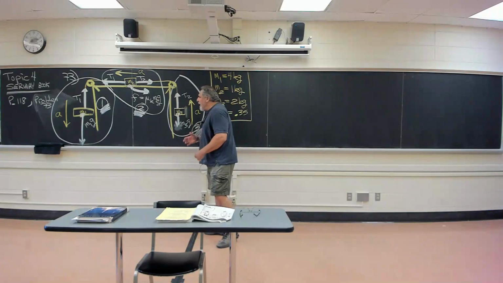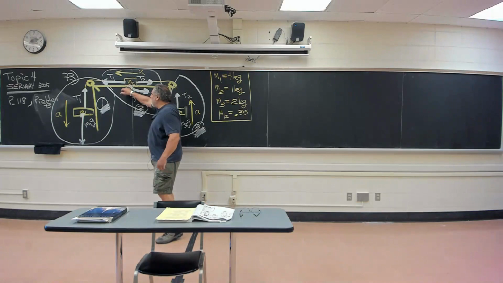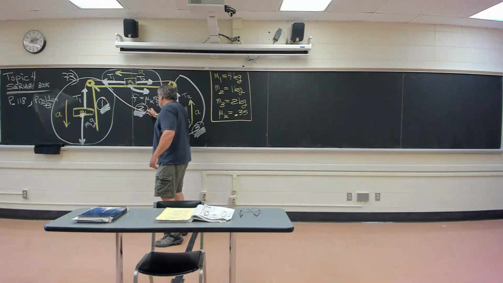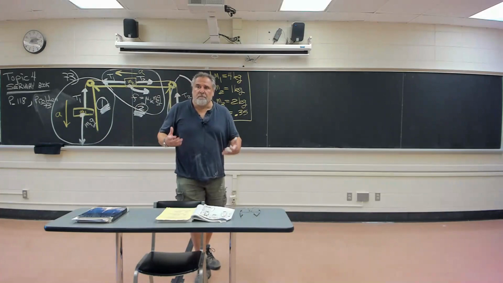It's only present on the tabletop, and the amount of frictional force that's present is F equals mu sub k m2g. Mu sub k times the normal force. Because everything's horizontal here, as far as the tabletop is concerned, the normal force will be m2g. Mu sub k times m2g is the force of friction, and friction will always oppose the motion that's taking place.